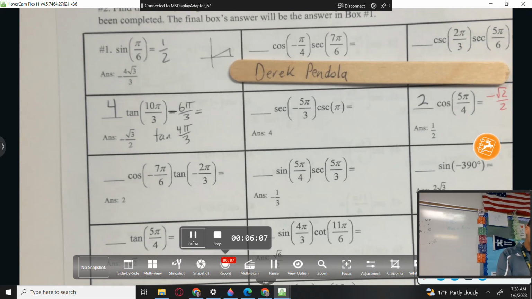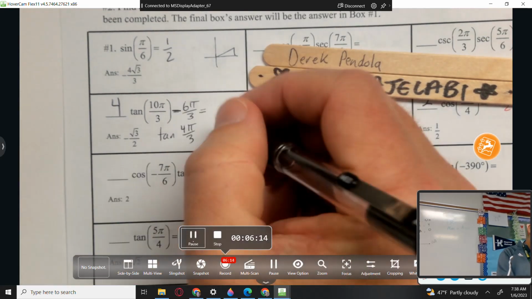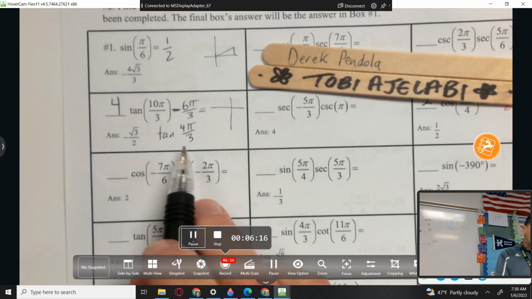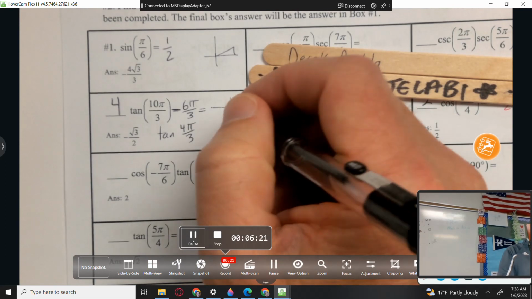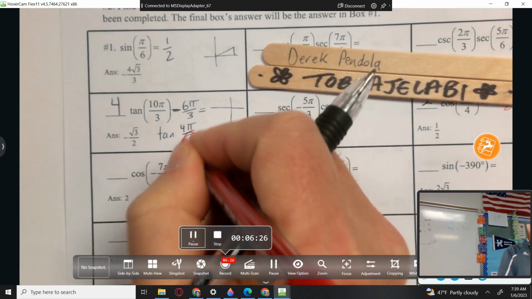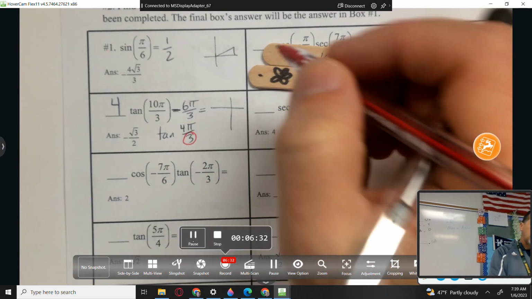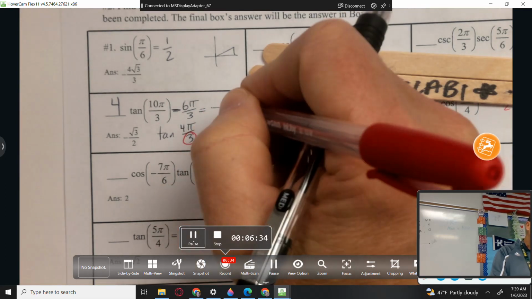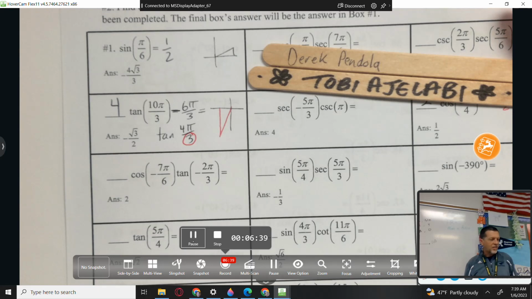Hey, Derek, what quadrant is 4 pi over 3 in? Third. And Toby, 4 pi over 3, is that shallow, middle, or steep? We got to do some reviewing here. The 3 is the steep, right? All of the over 3s are the steep angles.